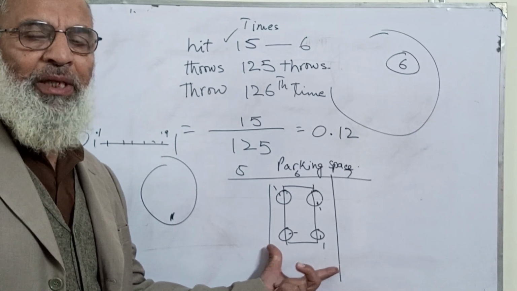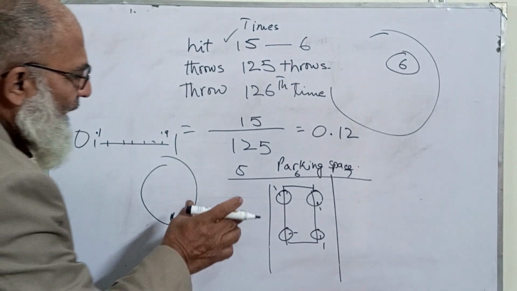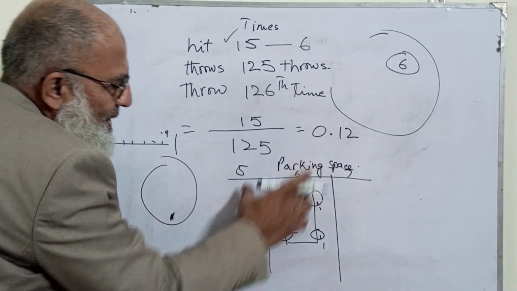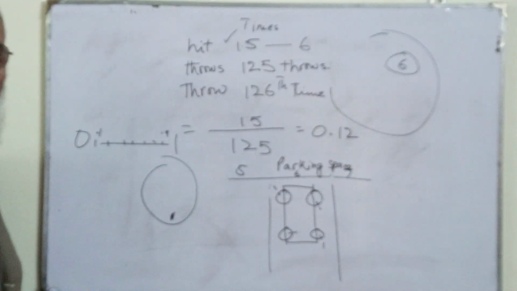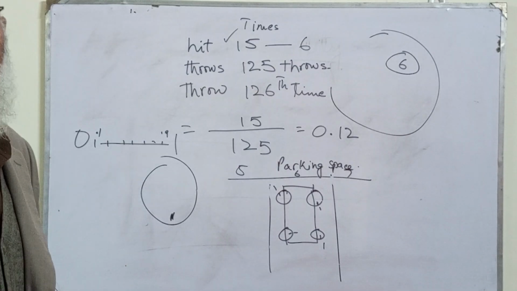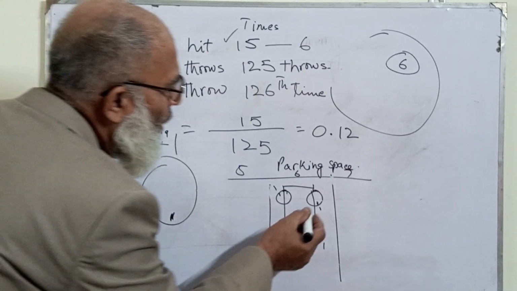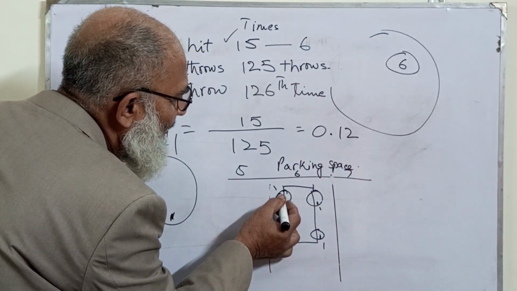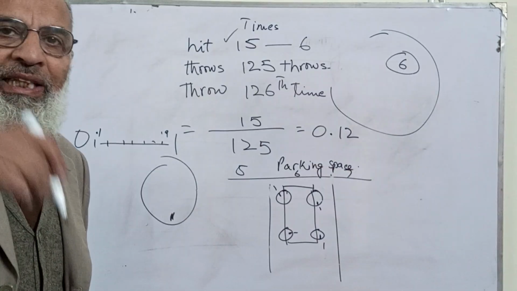Maybe in the morning he came and in the evening he came. When he came from the road, he saw that number 6 is empty, is vacant. So he parked his vehicle over here. And the next thing is more important, more interesting. What he noticed was that all the valves were right at the same position where they were in the morning.